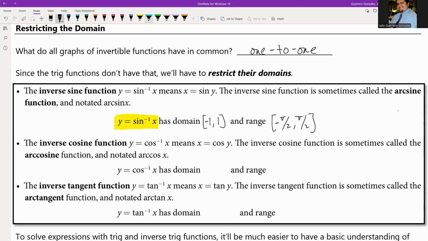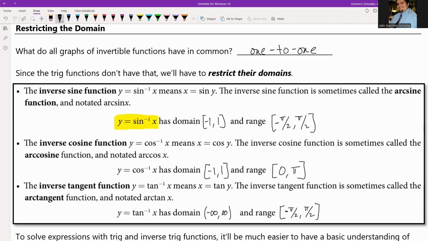Okay, so we are only talking about my angles that pop out in this range right here. Same thing happens with the rest. So then the domain is still going to be -1 to 1 for cosine inverse, right? But the range is now going to be 0 to pi. And lastly, the domain for tan inverse, -∞ to infinity, that's fine, but the range we have to cut down: -pi over 2 to pi over 2.